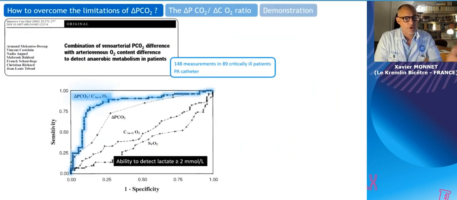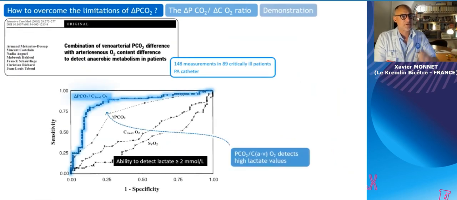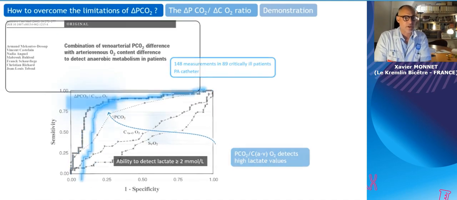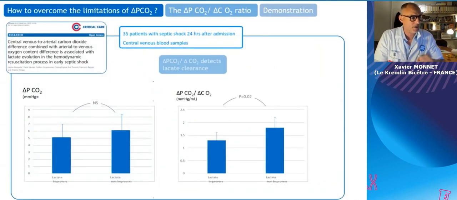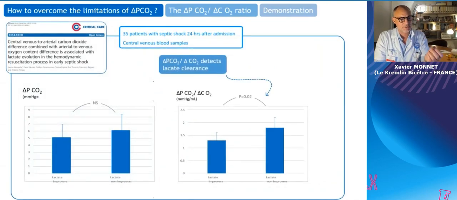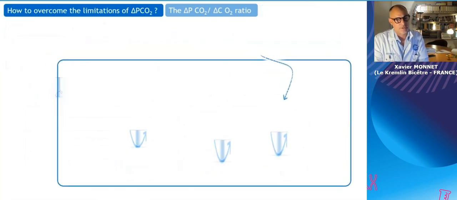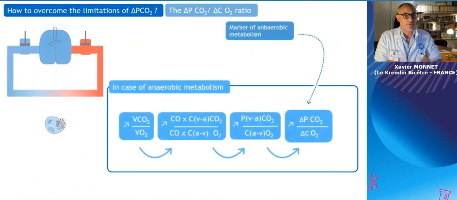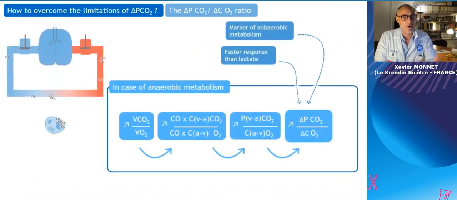The first study to show that it's actually linked to lactate was this one by the team of Armand de Saple and Jean-Louis Deboul years ago. It detected the low values of cardiac output. In this study by Mesquida and Artigas, they showed that patients with a large clearance of lactate had the lowest values of this ratio, delta PCO2 over the delta oxygen content. The advantage of lactate might be that it reacts very rapidly.